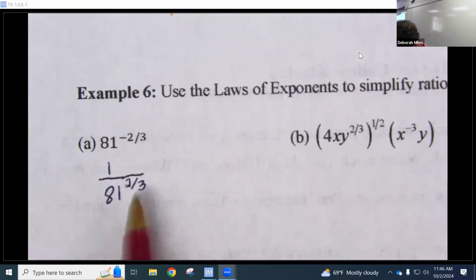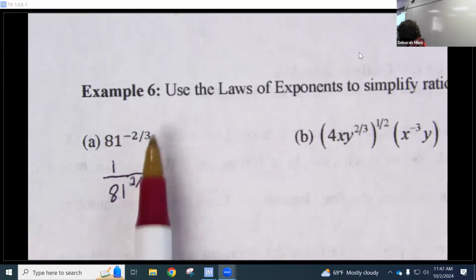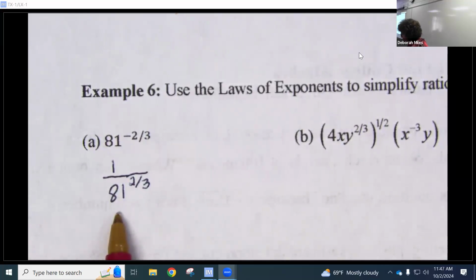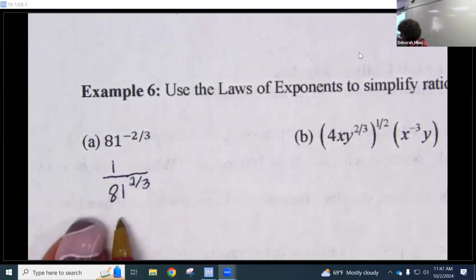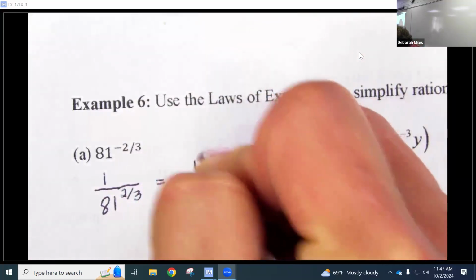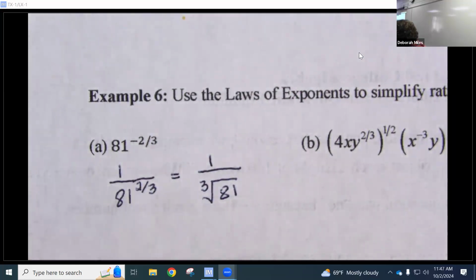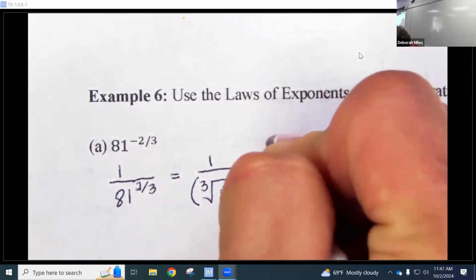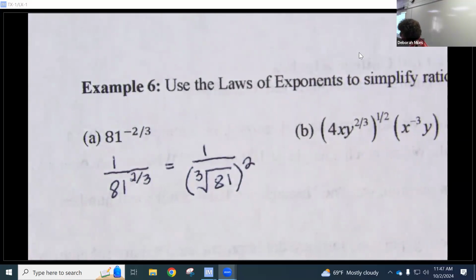Now notice there was nothing that ever causes me to flip an exponent. I'm not flipping that exponent, I'm taking the reciprocal of the base. And then 81 to the 2/3 indicates what root? Cube root of 81. And after I take the cube root of 81, what am I going to have to do to it? Square it. This is a little bit harder than I thought it was because 81 is not a perfect cube.